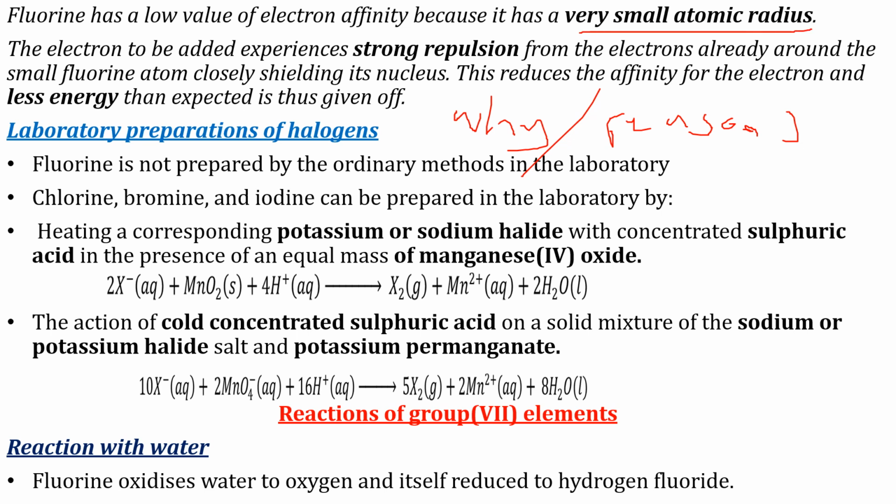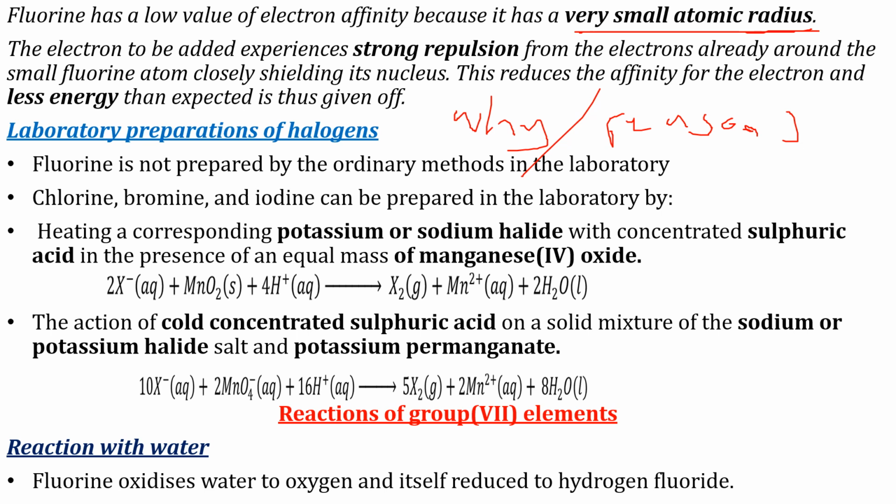Now notice that such a reply is given because we didn't compare fluorine to anything else. But for questions which ask why fluorine has the low value of electron affinity compared to other elements in the group, the answer would be that it has the smallest atomic radius among the other elements. That's for questions that involve comparison. So here, saying that it has a small atomic radius was fine because it wasn't compared to any other element.